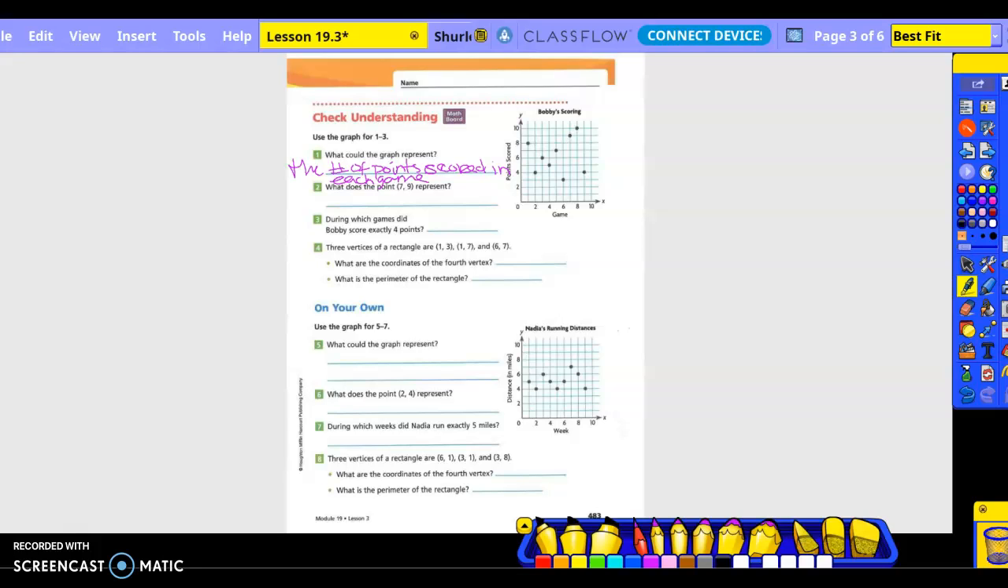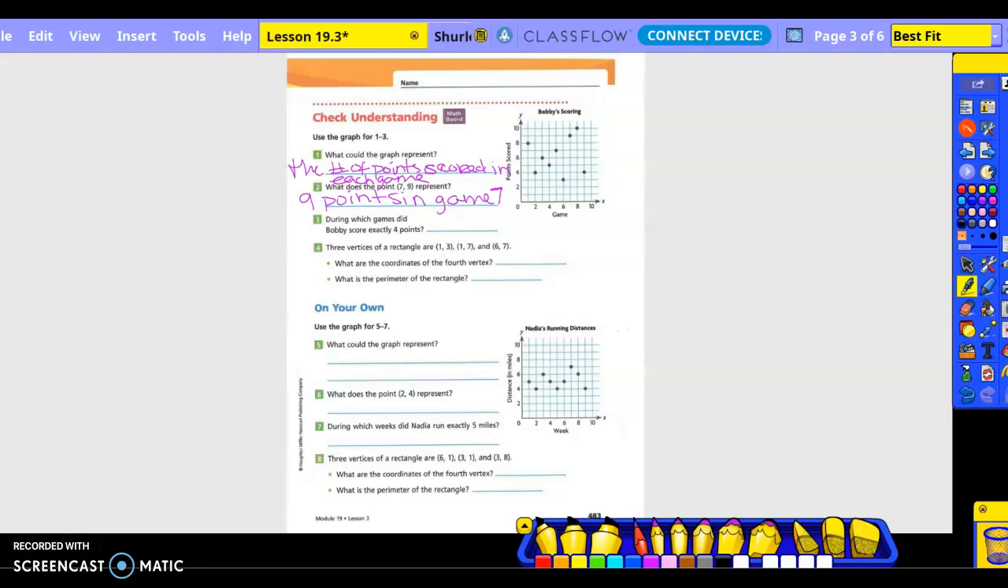What does the point 7, 9 represent? So the 7 represents what? Game 7, and 9 represents the number of points. Okay, so 9 points in game 7. Okay, and is that by the whole team or just by Bobby?